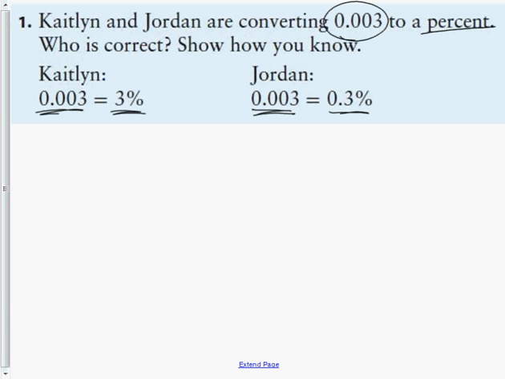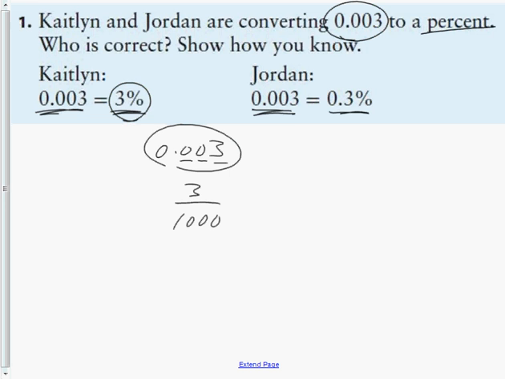Well, the first thing both should do is say that this number, tenths, hundredths, thousandths, as a fraction is 3 thousandths, because this number would be read as 3 thousandths. When we look at it as 3 over 1,000, we know that 3 over 1,000 is not 3%, because 3% is 3 out of 100. I'm sorry, that's the 1,000 I wrote. 3% is 3 out of 100. So because this fraction is not 3 out of 100, we know that obviously Kaitlyn is wrong. Because there's only two people, we assume that Jordan must be right.